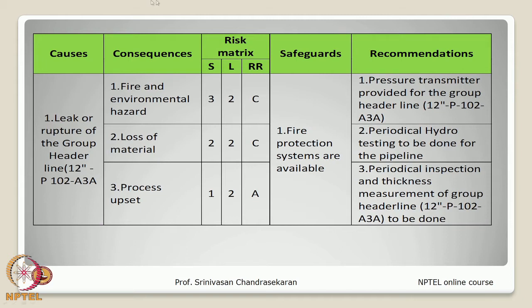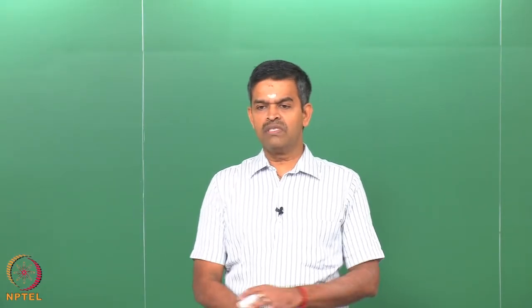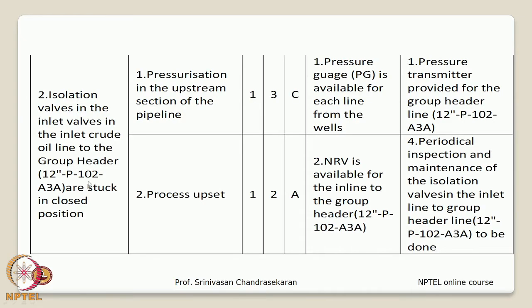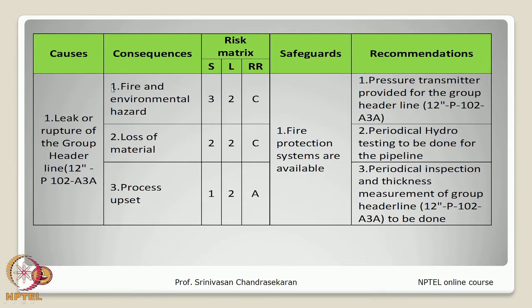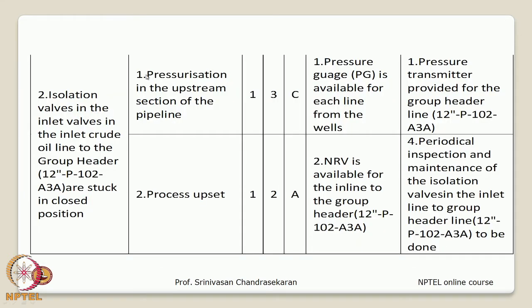Moving on to the next screen, let us say the second deviation, which also refers to a cause, can be the isolation valves. The isolation valves in the inlet crude oil line to the group header are stuck in a closed position. When the isolation valves are stuck in the closed position, there can also be no flow in the given line. So, that is again indicated and generated as number 2. Obviously, if you look at this generation of 1 and 2, you will notice compared to the previous slide, which already had consequences 1, 2 and 3, the consequence 1 referred to fire and environmental hazard, whereas in this case the consequence 1 for the cause 2 refers to pressurization. So, this number is again generated.